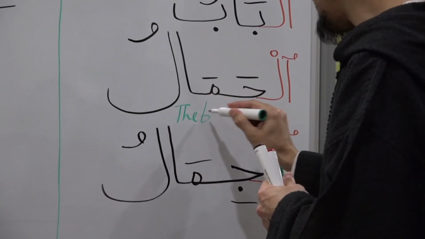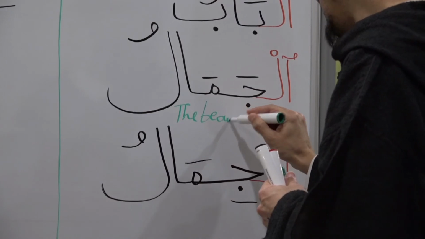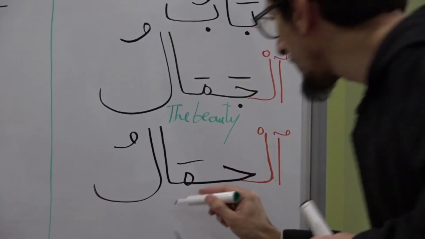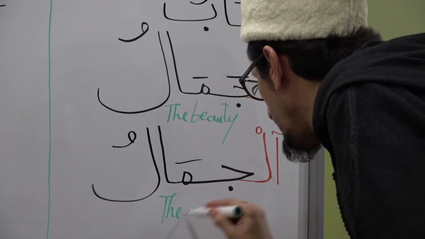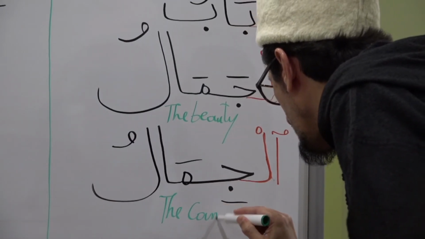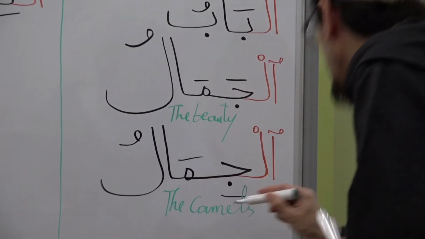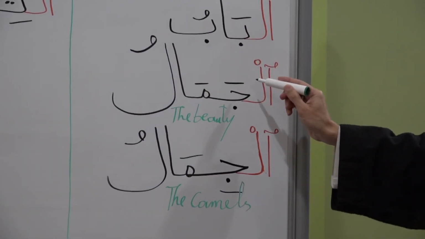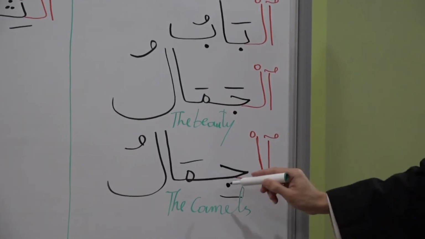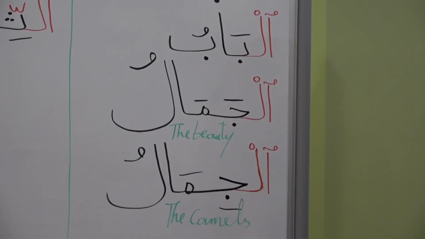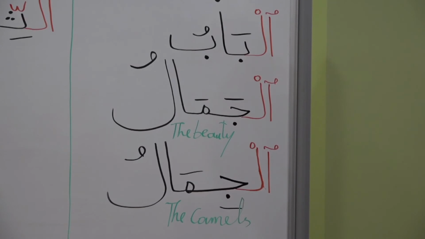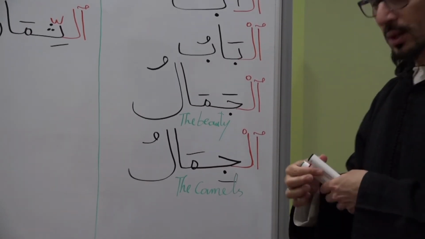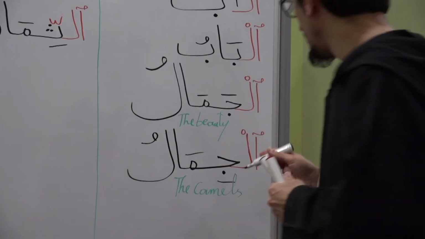I'm not going to write every single noun in English. You have to write it yourself. But for this one, I'm going to put it: the camels. You see the difference? With fatha, al-jamalu, the beauty. With kasra, al-jimalu, the camels. And the other one is al-jamalu, that's one camel.